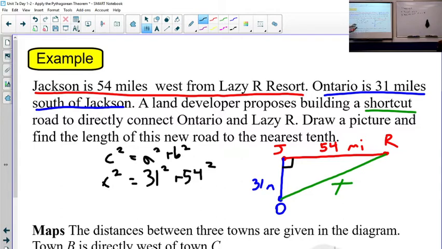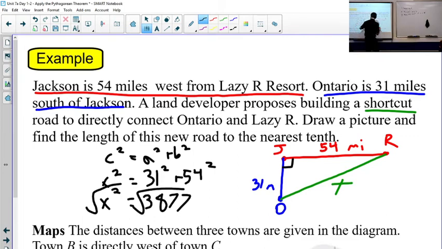31 squared plus 54 squared is going to be 3877. Oops. 3877. And I said that it depends on the problem whether we have exact square roots or whether we want a decimal. So some of the problems ask for exact answers with square roots. In this problem, it just says go to the nearest tenth. So when we take the square root of both sides here, I'm just going to go to the nearest tenth. It's 62.26, so I'm going to go 62.3 miles. That's my final answer.